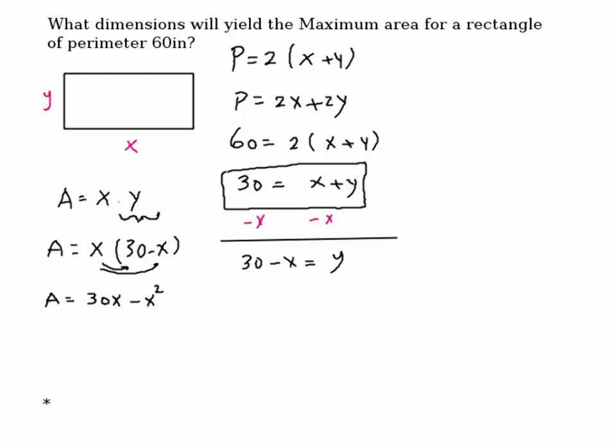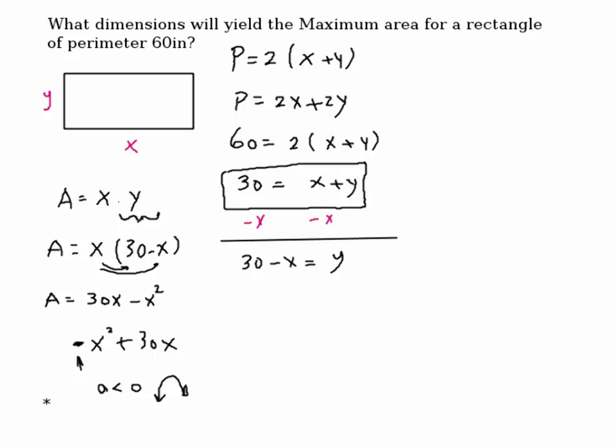So to maximize this, we need to find the vertex. This is a parabola. Okay, so that would be the equation of the parabola. We have minus x squared plus 30x. And does this parabola open upward or downward? We're looking at this A. A is less than 0, so the parabola should open downward, right?